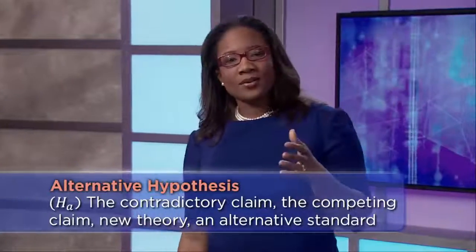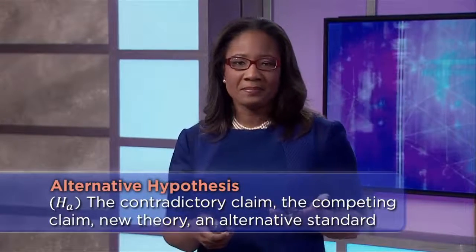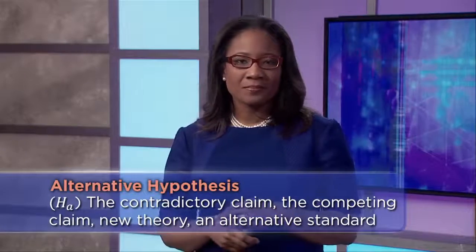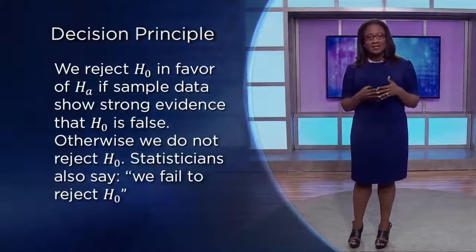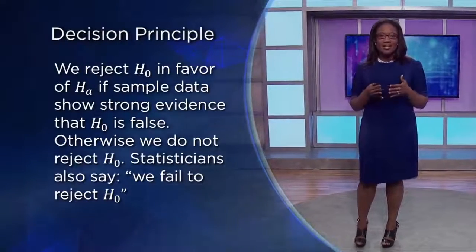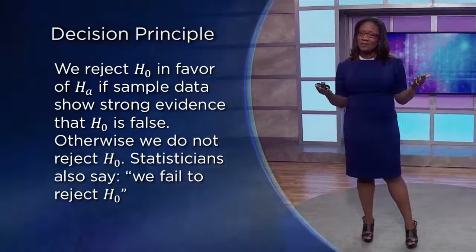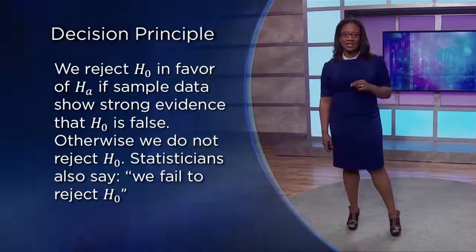And then there's the alternative hypothesis. We call that HA. This is our contradictory claim, the competing claim. Maybe it's the new theory or some alternative standard. And so we need a way to decide between the null hypothesis and the alternative. This is our decision principle. We're going to reject the null hypothesis in favor of the alternative if our sample shows strong evidence that the null hypothesis is false. Otherwise, we don't reject it. Statisticians also say we failed to reject H naught.